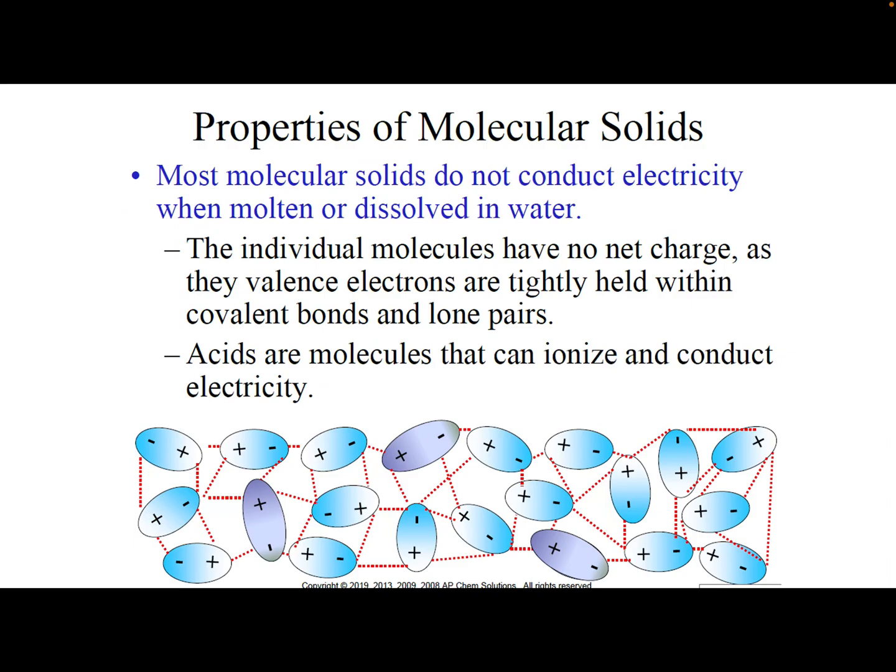Most molecular solids do not conduct electricity when they're either melted or dissolved in water. Acids can ionize, but we will look at acids in a separate unit later in the semester. But molecular solids, the individual molecules, have no net charge because the valence electrons are tightly held.